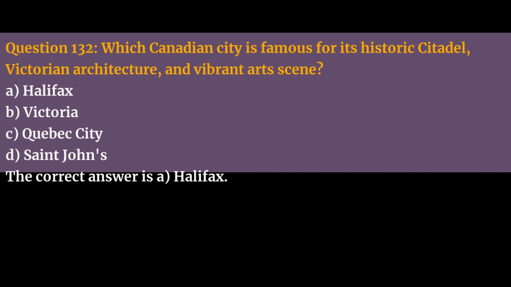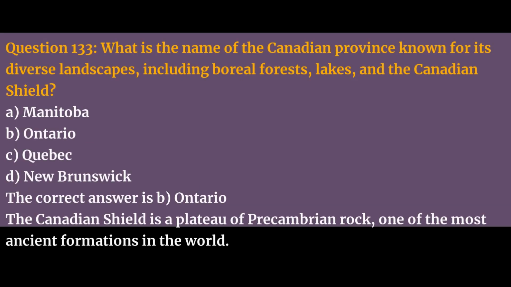Question 132. Which Canadian city is famous for its historic citadel, Victorian architecture, and vibrant arts scene? A. Halifax B. Victoria C. Quebec City D. St. John's. The correct answer is A. Halifax. Question 133. What is the name of the Canadian province known for its diverse landscapes, including boreal forests, lakes, and the Canadian Shield? A. Manitoba B. Ontario C. Quebec D. New Brunswick. The correct answer is B. Ontario. The Canadian Shield is a plateau of Precambrian rock, one of the most ancient formations in the world.